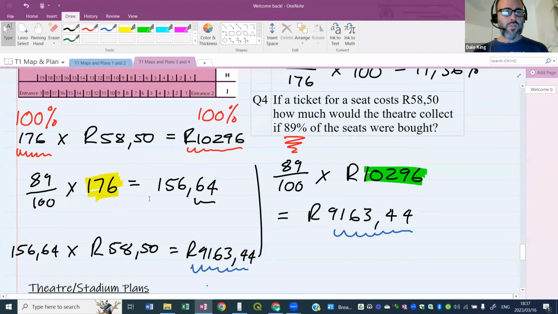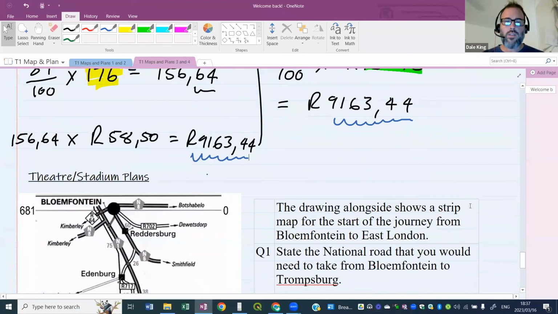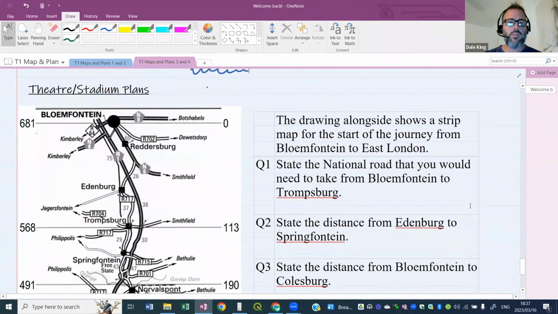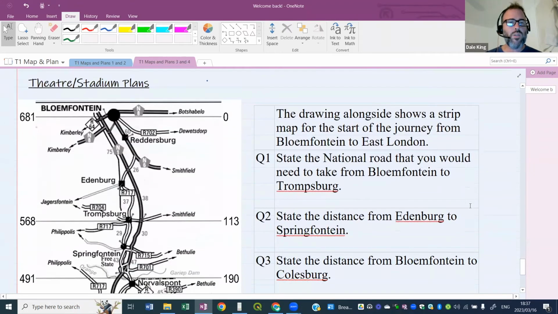I know it's confusing because we've got seats. How can you have 0.6 for seats? But we're trying to work something out that needs to be accurate. So don't round off until right at the end of your answer. I hope you guys remember that. All right, let's have a look at the next plan here. Well, this is more of a map, really.